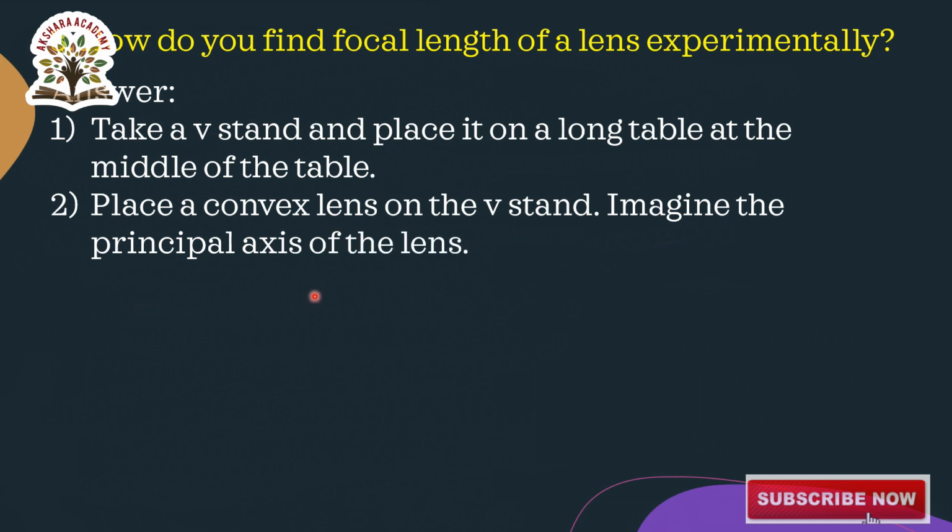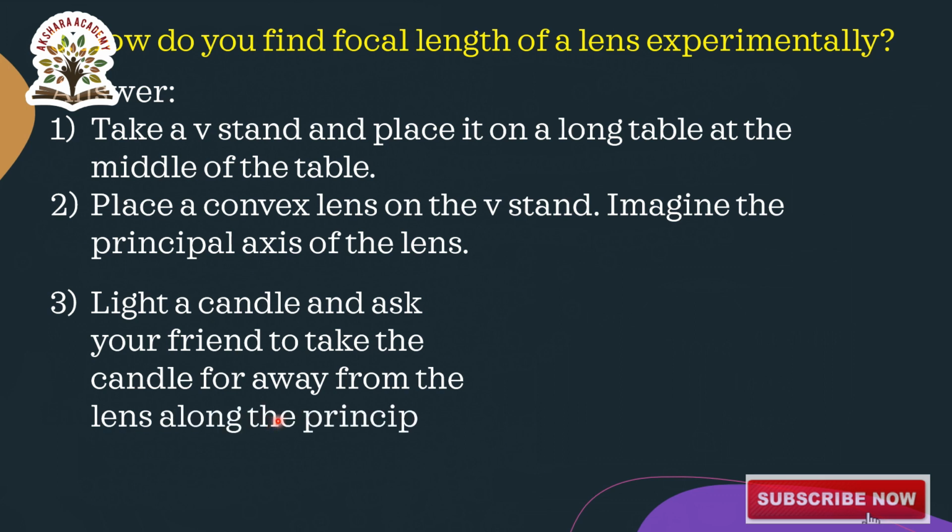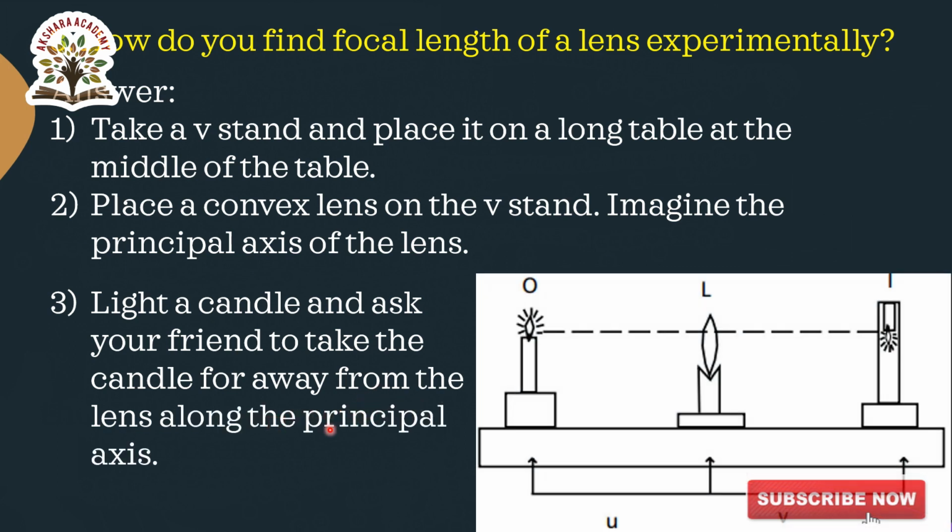Imagine the principal axis of the lens. Light a candle and ask your friend to take the candle far away from the lens along the principal axis. Here this is far away from the lens along the principal axis. This is the experimental arrangement.